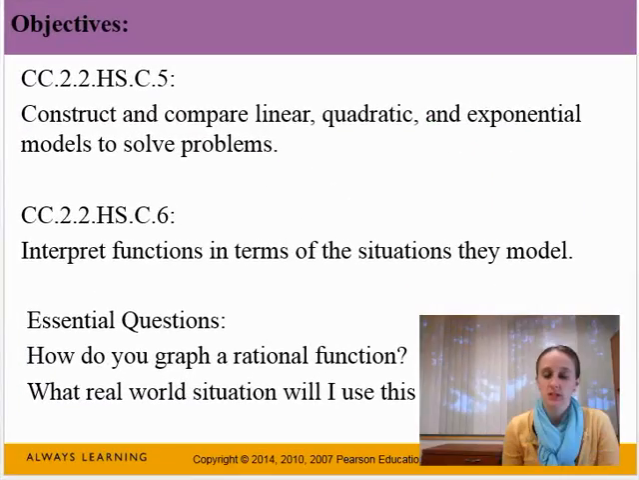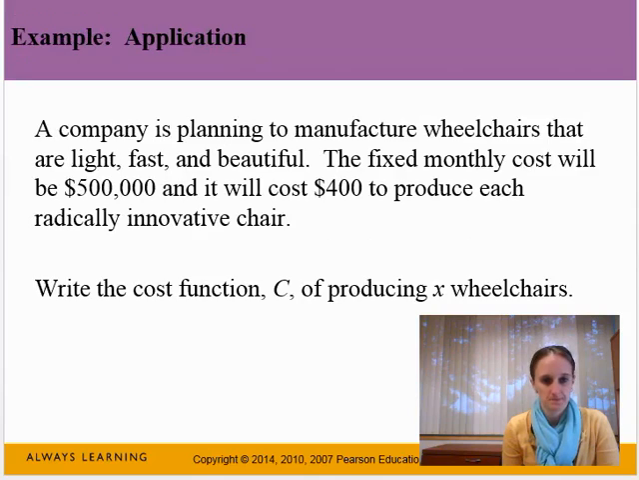Welcome to part 3 of 2.6.2, rational functions and their graphs. Our central questions are the same as they were in the last two. So how do you graph a rational function? And what real-world situation will I use this in? That's the question we're going to go over in this one.